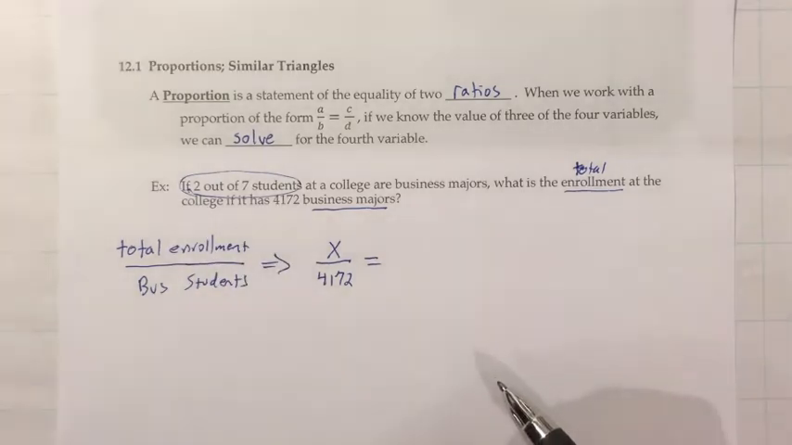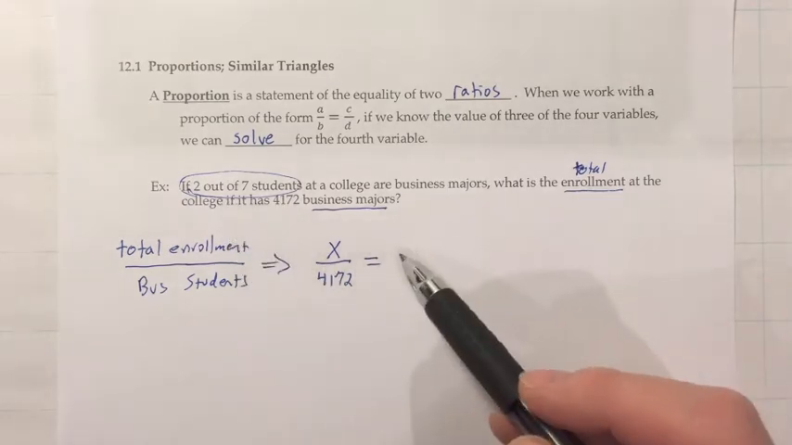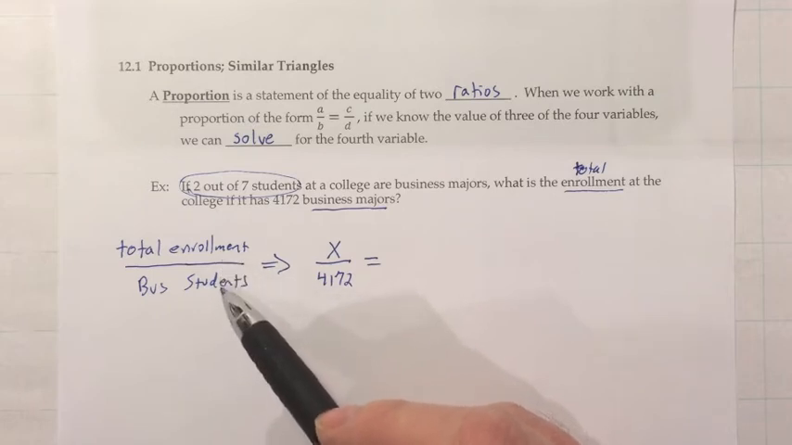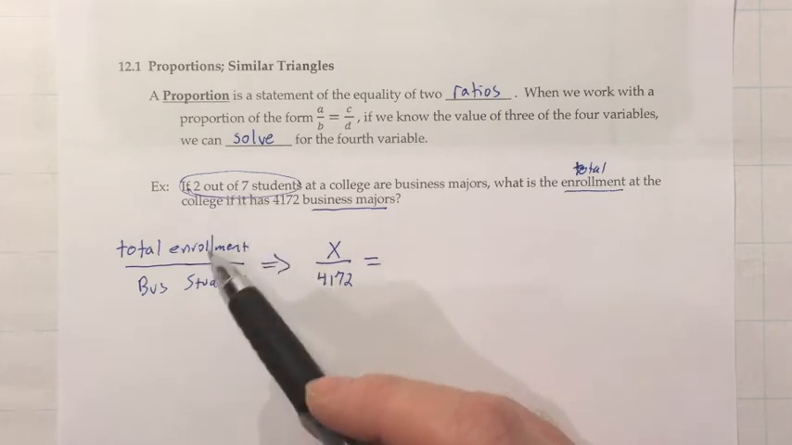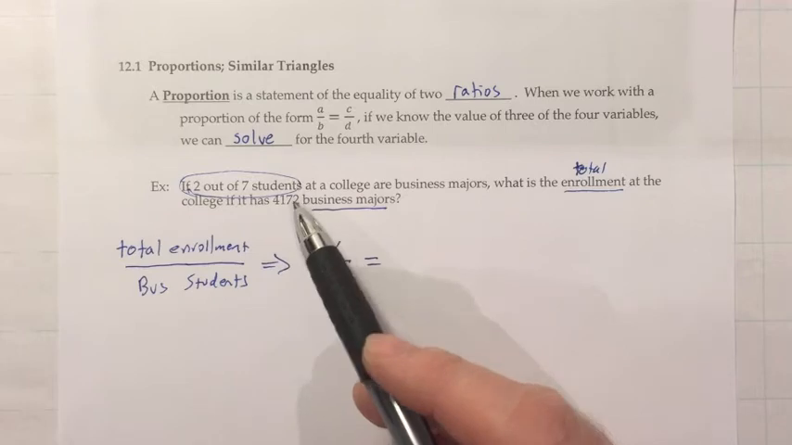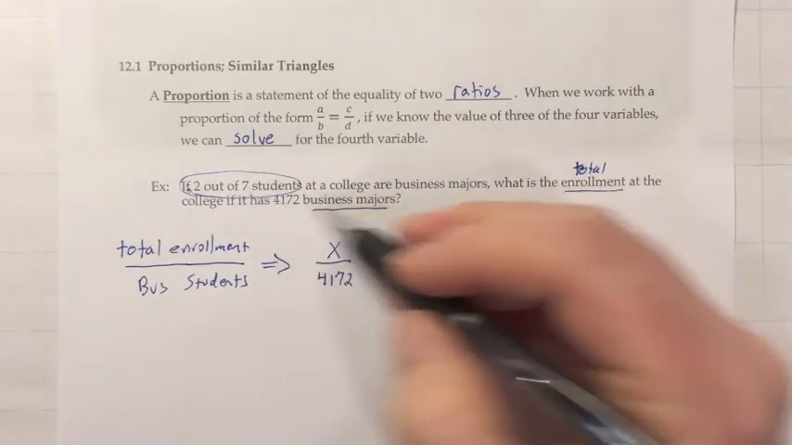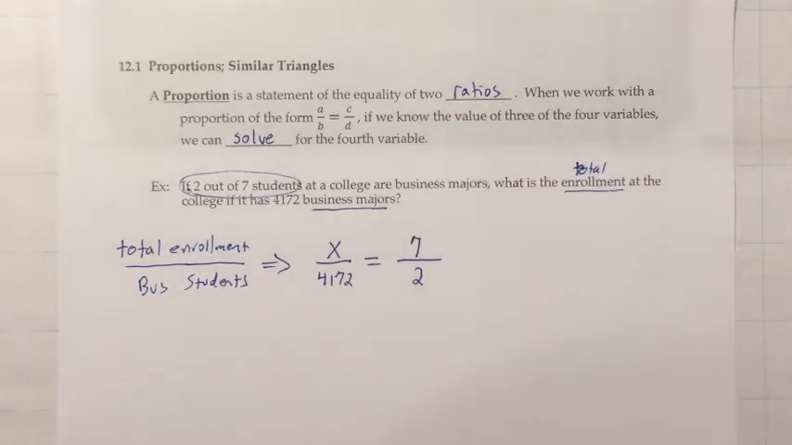2 out of 7 students at the college are business majors. So there's a temptation when I read that 2 out of 7 to write 2 over 7. But I have to make sure I'm consistent with this order that I've decided to write my information. Total enrollment on top, business students on the bottom. And it says 2 out of 7 are business majors. So the 2 is the business majors. And 2 out of every 7, that's out of every 7 students, business and otherwise combined. So I want to set it up like that. And once I do that, then I can try and solve for x.